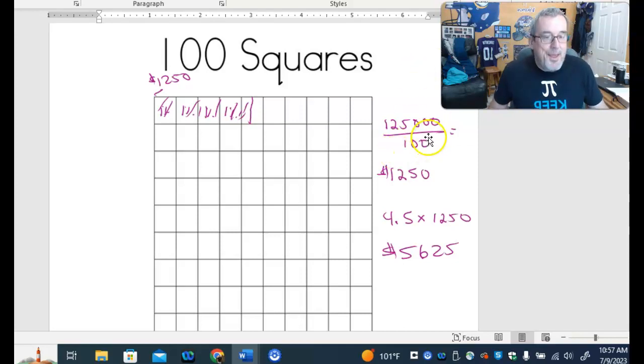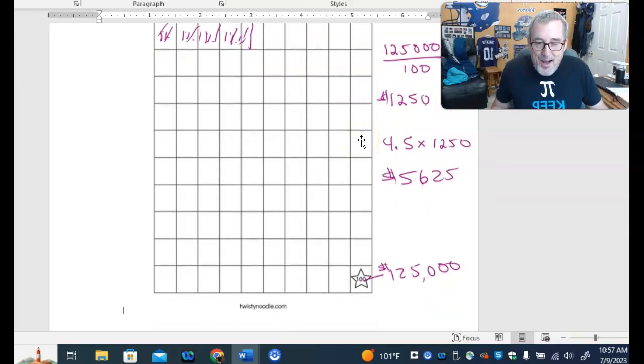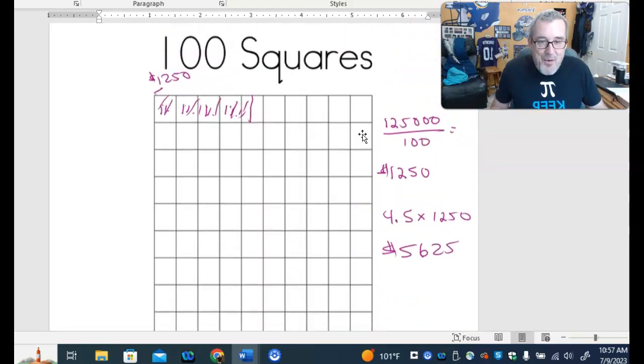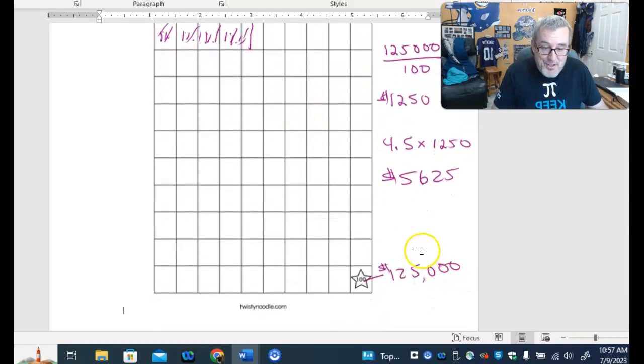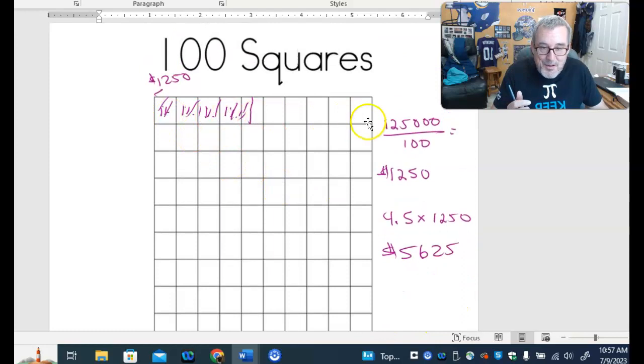All right, now I know that you've probably seen some algorithms for this, but I want to emphasize the thinking. Think about what all the meanings are. 100% means 100 of these 1% squares. There's 100 squares. Percent means per 100. And so my first thought is to take all the money and split it up into 100 squares. Therefore, each square is worth 1250.